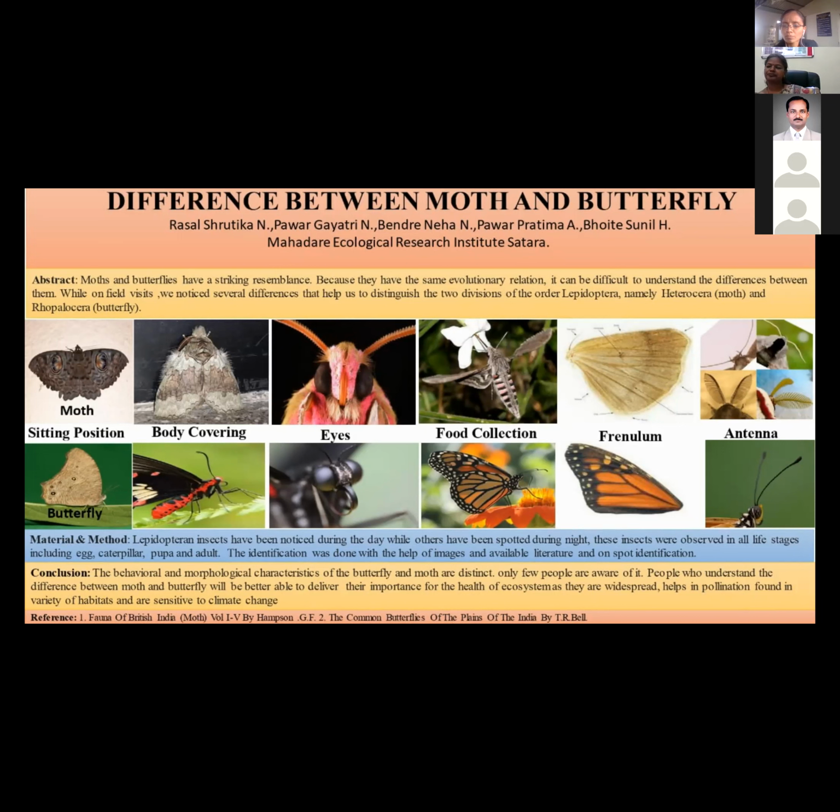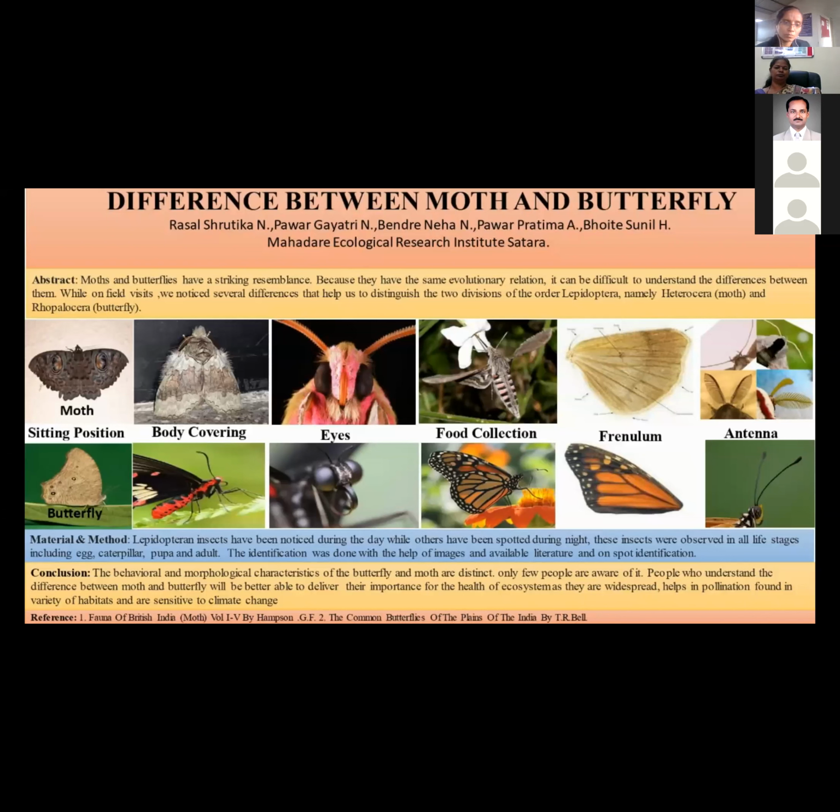So we studied these organisms. Some organisms have been noticed during the daytime, while others have been spotted during the night time. These insects were observed in 4 life stages, including egg, caterpillar, pupa, and adult. Transformation from caterpillar to pupa is one of the true wonders of nature. As per our observation, moths are nocturnal and butterflies are diurnal. There are some exceptions in both the insects.